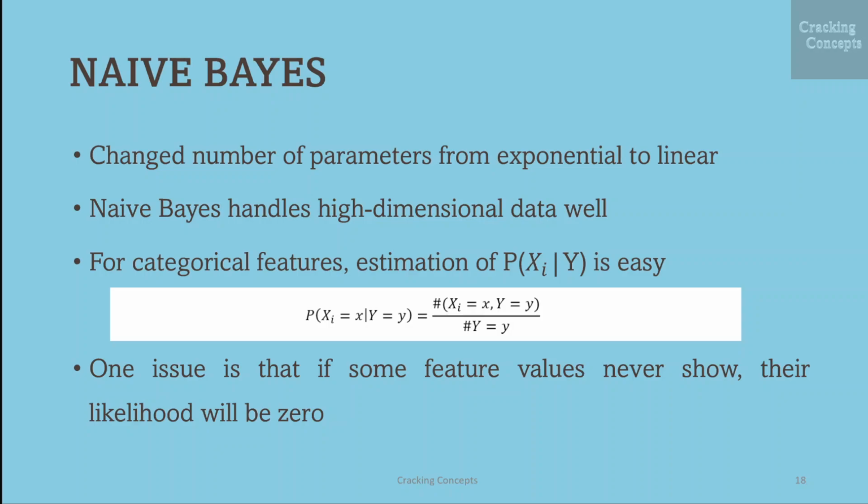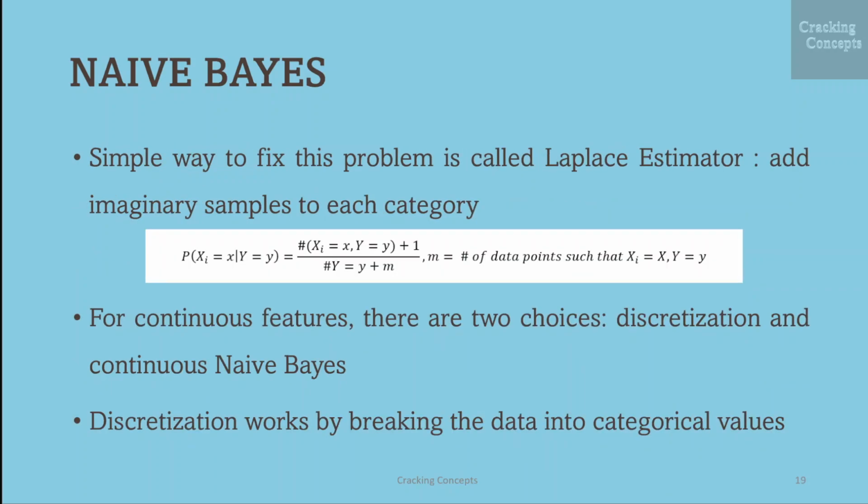Now we look into categorical and continuous features. For categorical features, the estimation of p of xi given y is easy. P of xi equal to x given y equal to y is given by number of xi equal to x, y equal to y divided by number of y equal to y, which is the calculation of likelihood of categorical features. However, there is one issue: if some feature values never show, maybe due to lack of data, their likelihood will be 0, which will mean that the whole posterior probability will be 0.